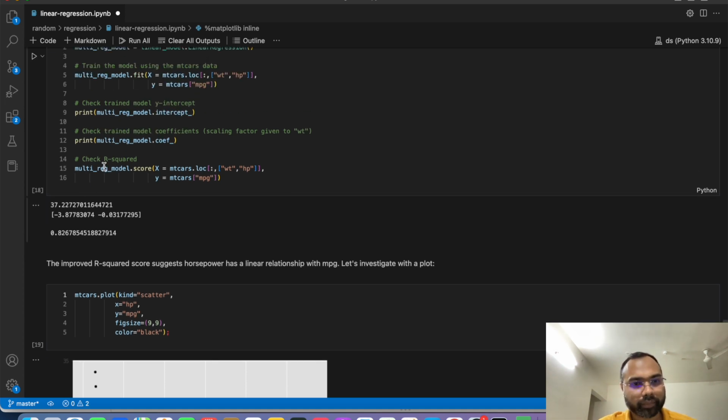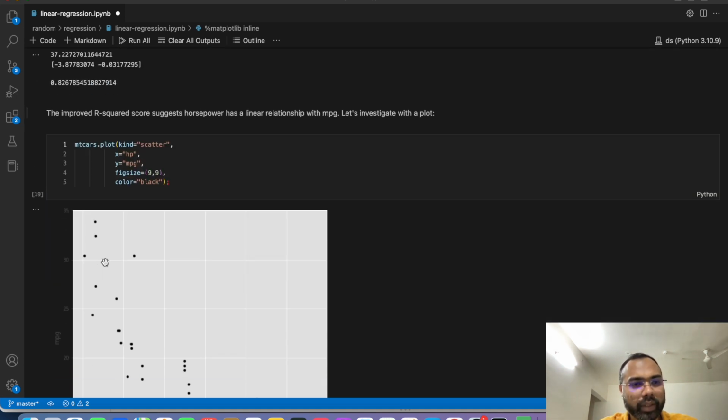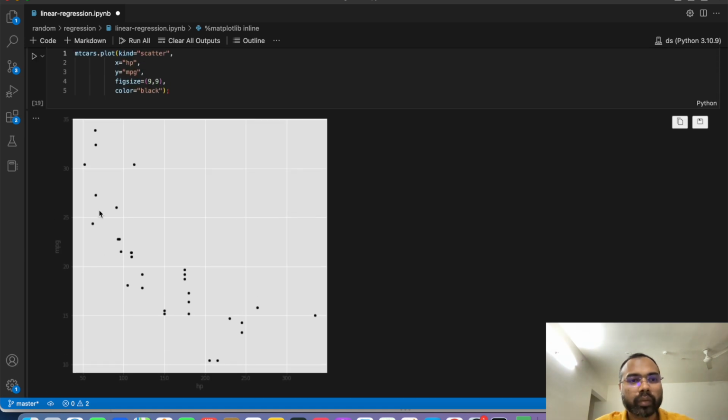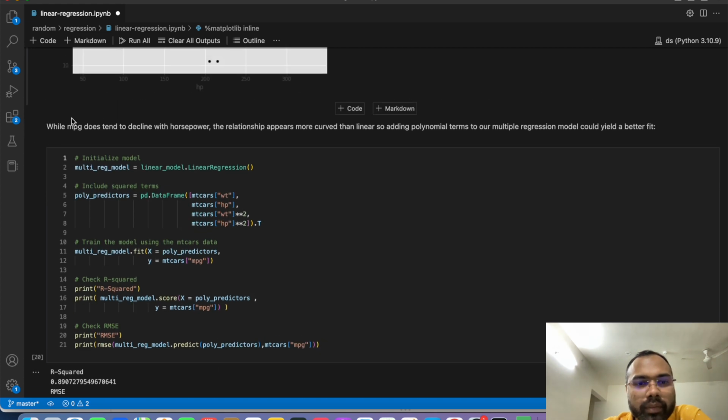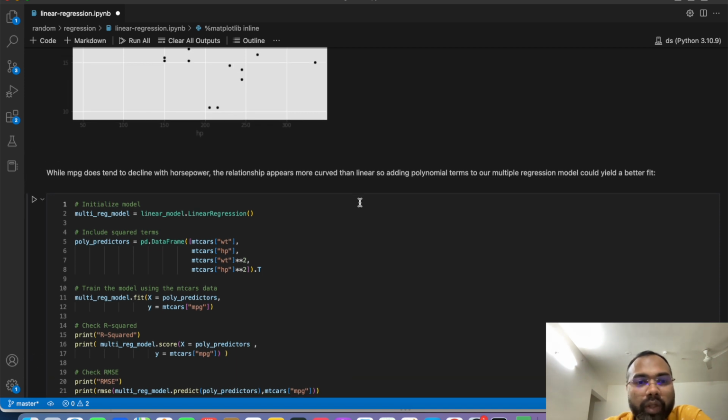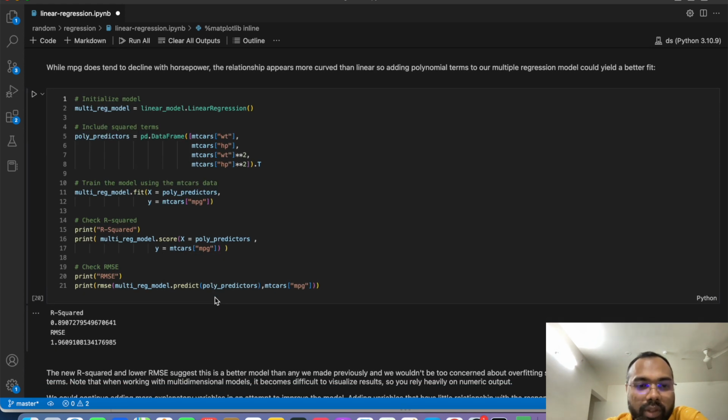Okay, so our R squared value is now 0.82. If you see, it is scattered like this, which, while the MPG does tend to decline with horsepower, the relationship appears more curved than linear. So adding polynomial terms to our multiple regression model could yield a better fit. Now we are trying to combine both multilinearity as well as polynomial components, by squaring both these terms, right?